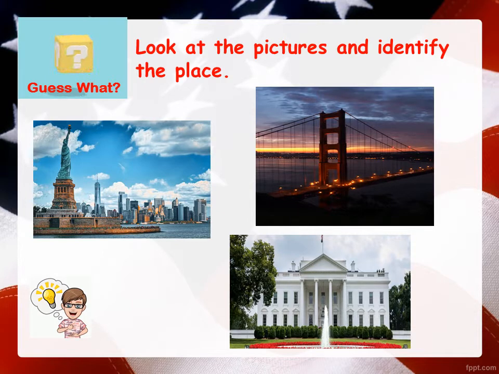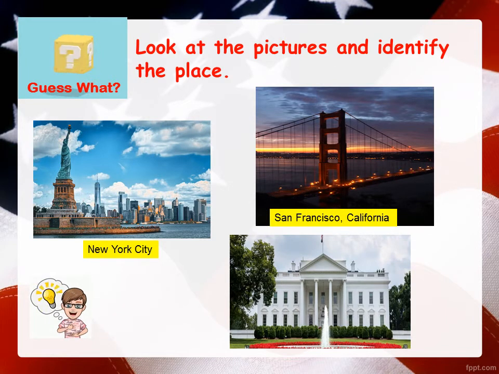Okay, let's see how you did. The first picture is the Statue of Liberty in New York City. The second one is the Golden Gate Bridge in San Francisco, California. And of course, the third one is the White House in Washington, D.C. Well done, my students. I know you did well.